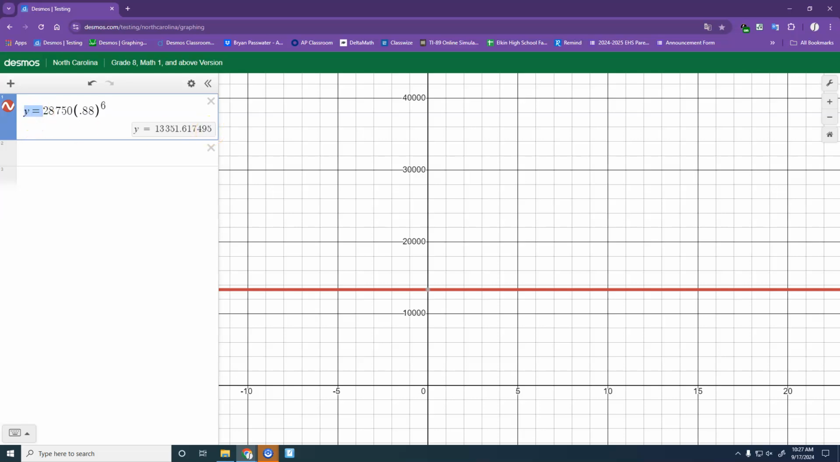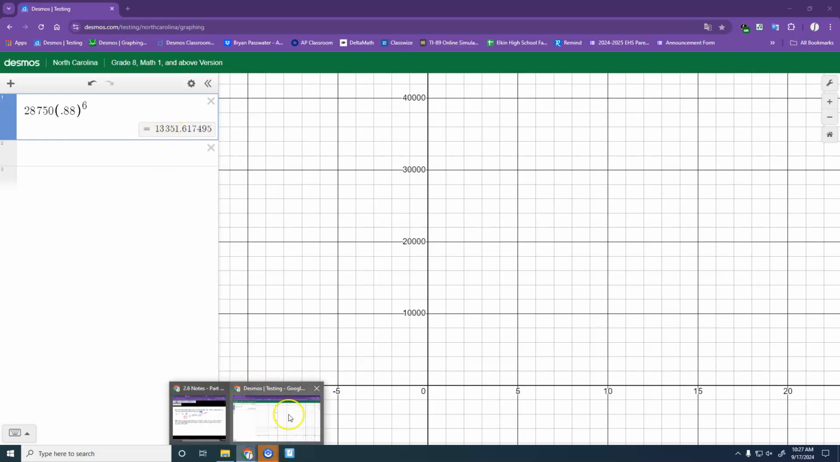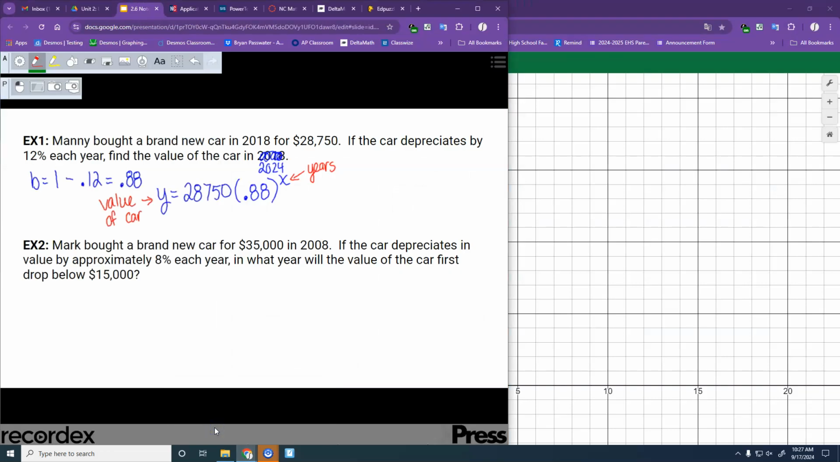Or you don't have to have the Y equals if you do it that way, but it will graph it. So you don't necessarily need to see the graph. I was just trying to explain what's happening right here. So we got $13,351.62 is our answer for that. What was it? 62. Is that what it was?